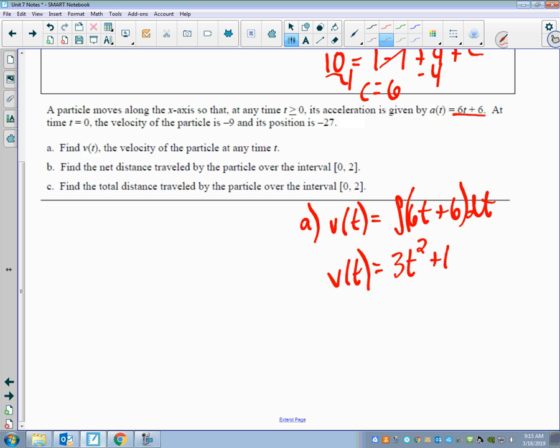3t squared plus 6t plus c. And again, if you forget your plus c, everything's a mess. And they give you information that at time equals 0, the velocity is -9. So -9 when time is 0. My favorite is when time is 0 because that just gives me c right away.